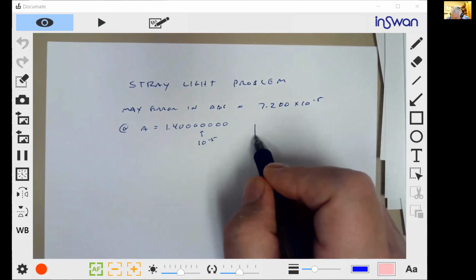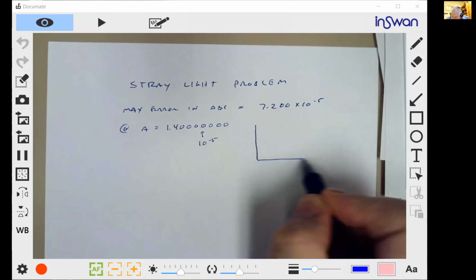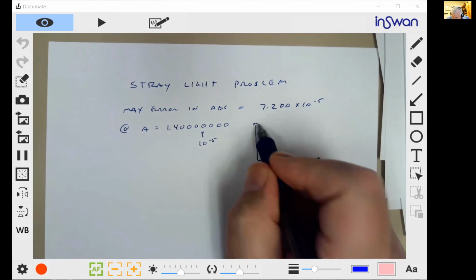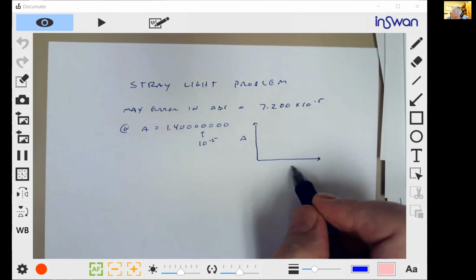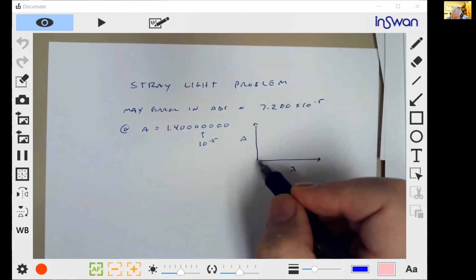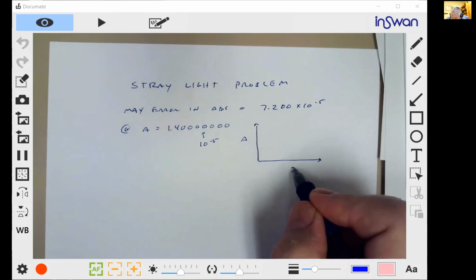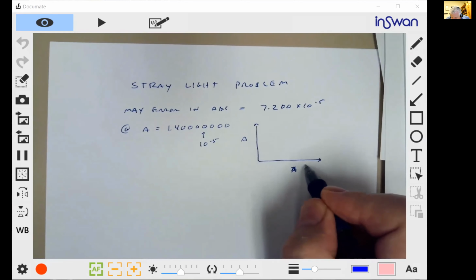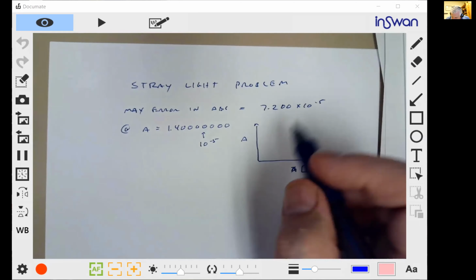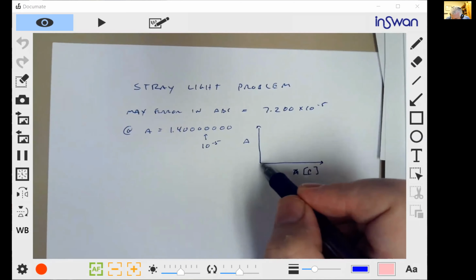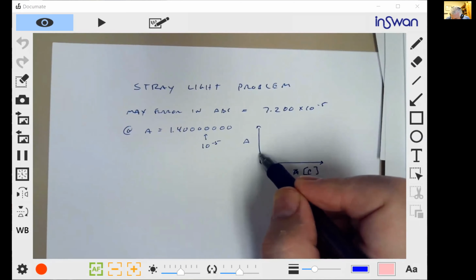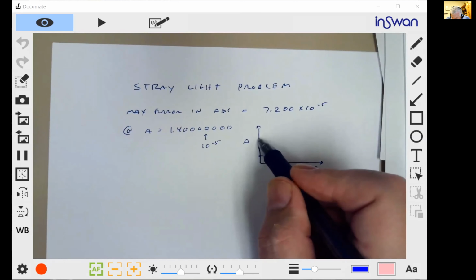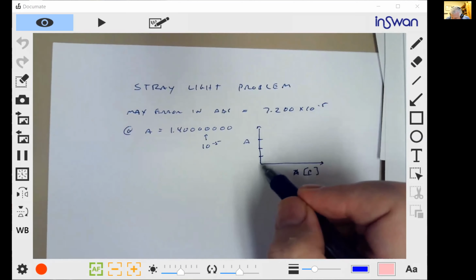So what that means is that if we plot absorbance versus wavelength here, I'm sorry, not wavelength, absorbance versus concentration here, and 0.5, 1, 1.5, right?